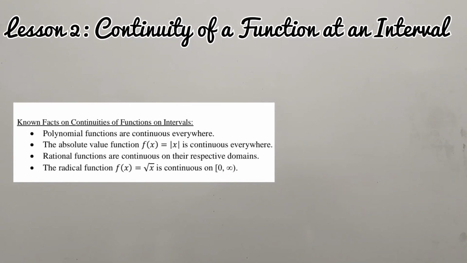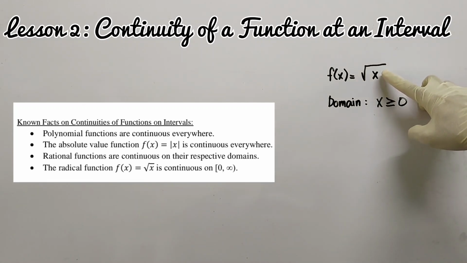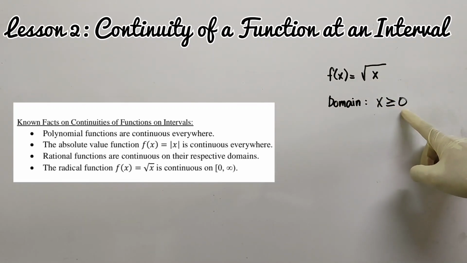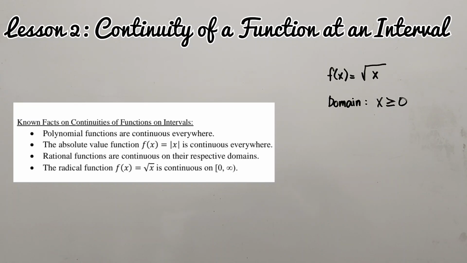The radical function f of x equals square root of x is continuous on the half-closed interval [0, positive infinity). In f of x equals square root of x, the restriction here is that the radicand should be greater than or equal to 0, because when x is less than 0, the resulting value is an imaginary number. Thus, its restriction is that x must be greater than or equal to 0, or within the interval [0, positive infinity).